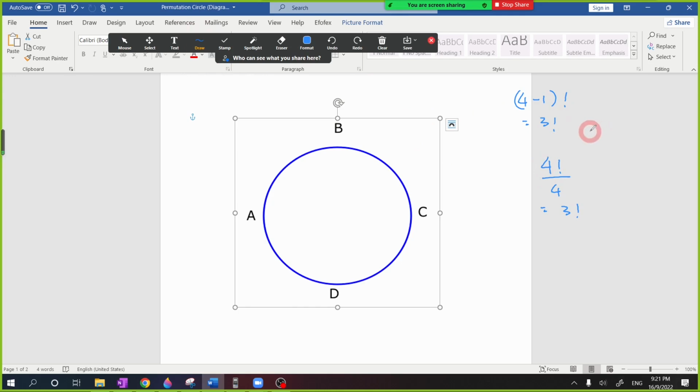If we have 4 letters or 4 objects arranged in a circle, 4 minus 1 factorial. If we have 5 objects, we want to arrange them in a circle, 5 minus 1 factorial. We have n objects, right? So the way to arrange them in a circle is n factorial divided by n. But if you don't want to do it this way, you can just do it this way. They are the same thing. Okay? Now let's try some questions.